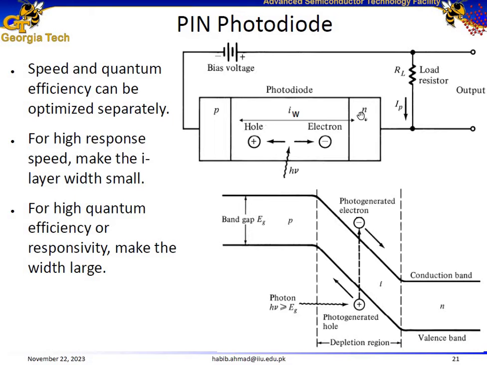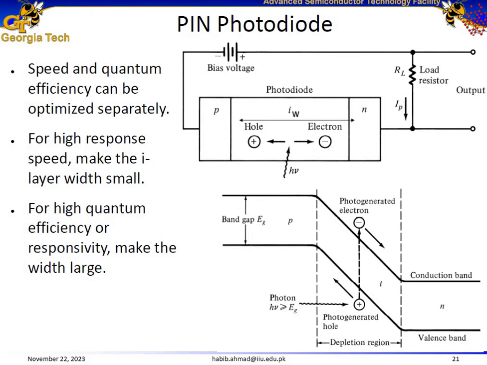Now, there are a few advantages of using the I layer in a photodetector. First, it gives us increased width for the photodetector. So the incoming light has to deal with a wider area, resulting in the generation of a larger number of electron-hole pairs, leading to increased responsivity and increased quantum efficiency for the photodetector.